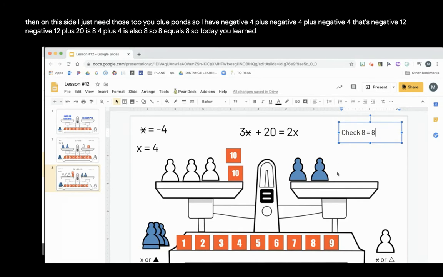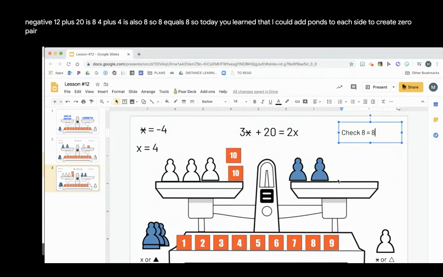So today you learned that I could add pawns to each side to create 0 pairs, to create legal moves to solve the equation.